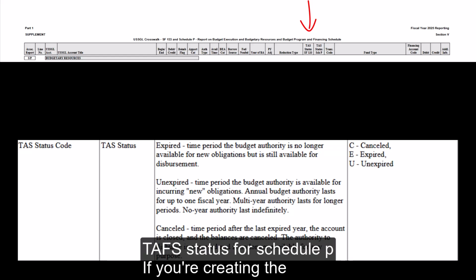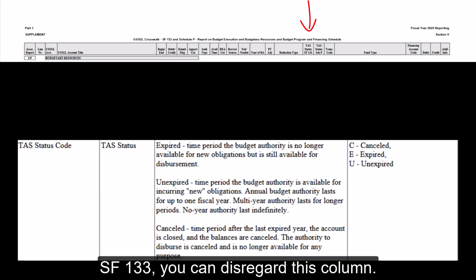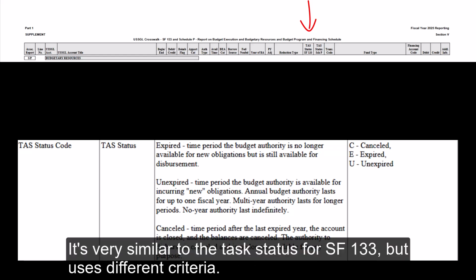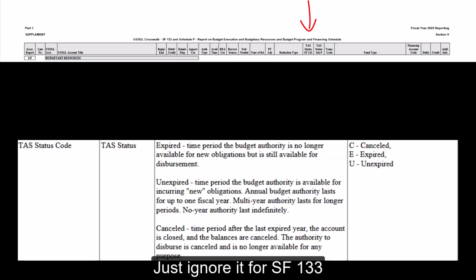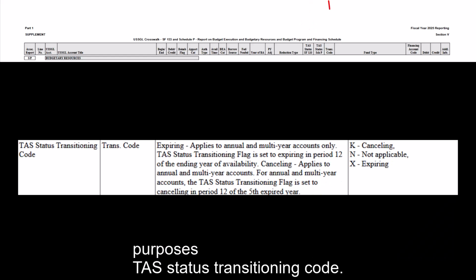TAF's status for Schedule P. If you're creating the SF-133, you can disregard this column. It's very similar to the TAF status for SF-133, but uses different criteria. Just ignore it for SF-133 purposes.